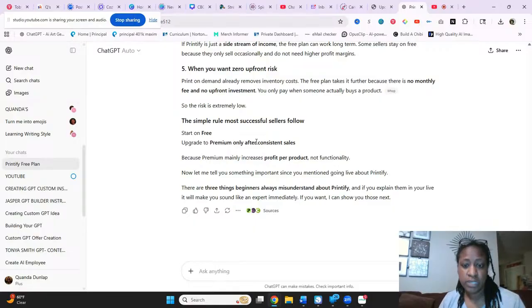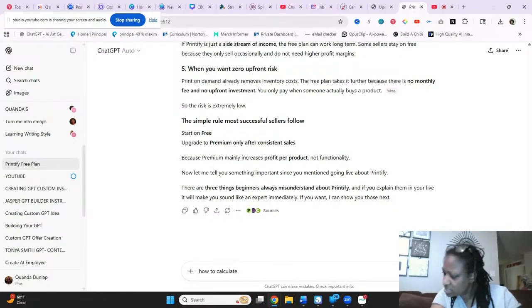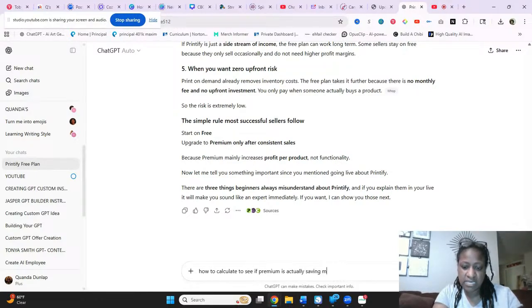Okay, then it would make sense. So we went over that question. My next one says how to calculate to see if premium saves. Let's ask ChatGPT: how to calculate to see if premium is actually saving me money.